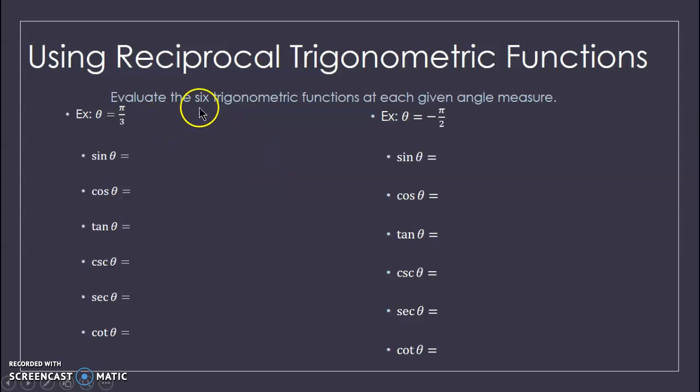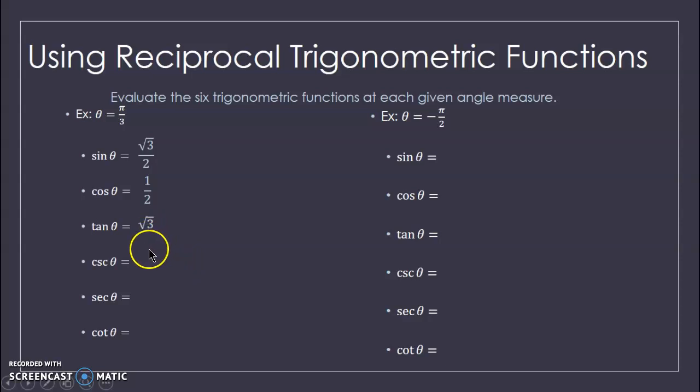But let's see here. We have: evaluate the 6 trigonometric functions at each given angle measure. So if we take a look at theta is equal to pi over 3, well, on our unit circle, when theta is equal to pi over 3, sine is the square root of 3 over 2, cosine is 1 half, tangent is the square root of 3 over 2 over 1 half, and when we simplify that, we simply get the square root of 3. Literally just put the fractions over each other, and you can see the simplification of that.